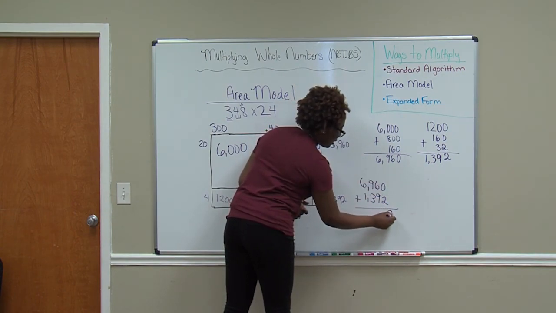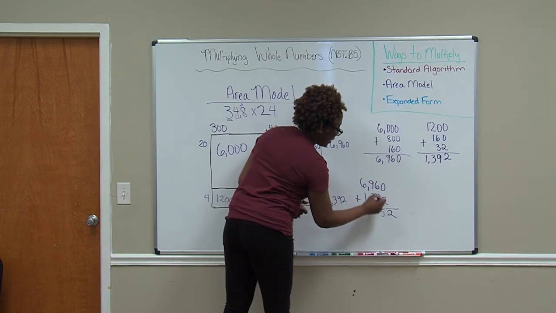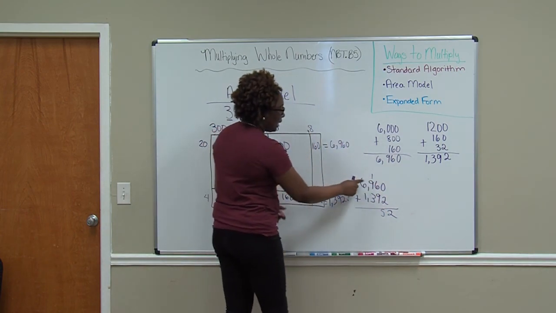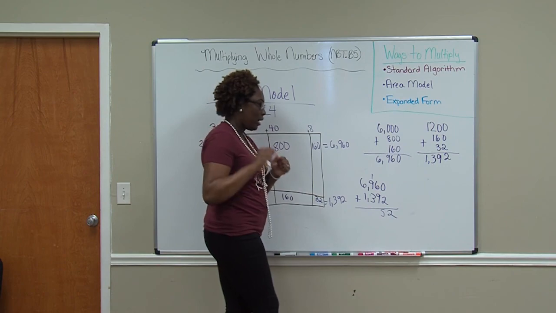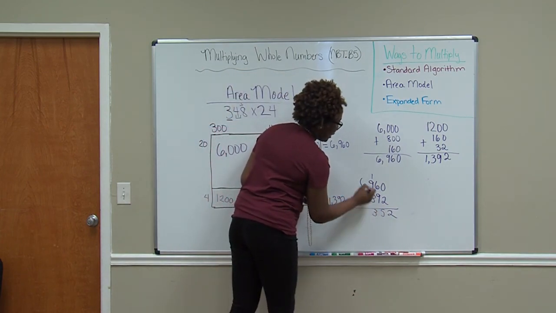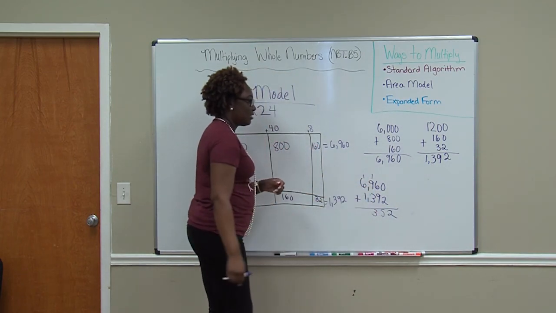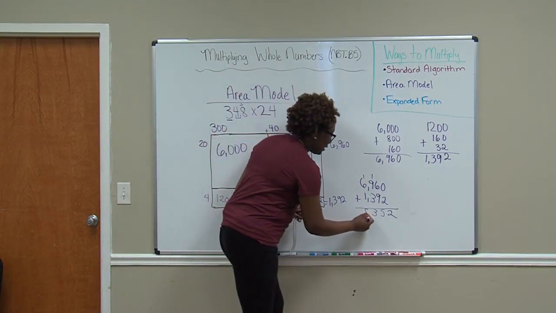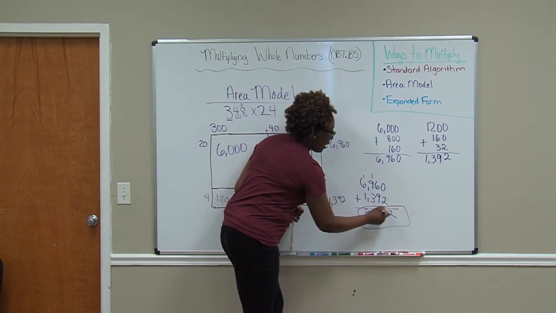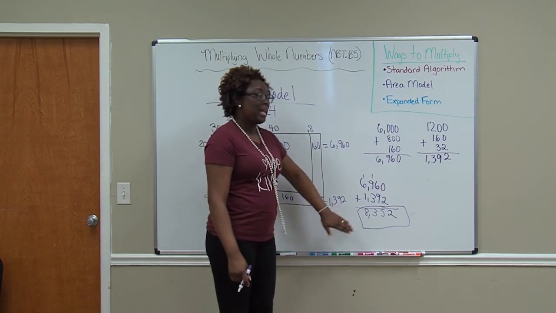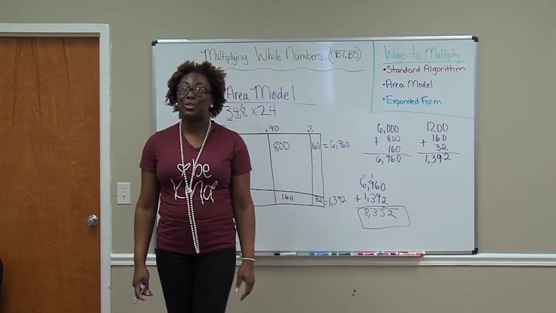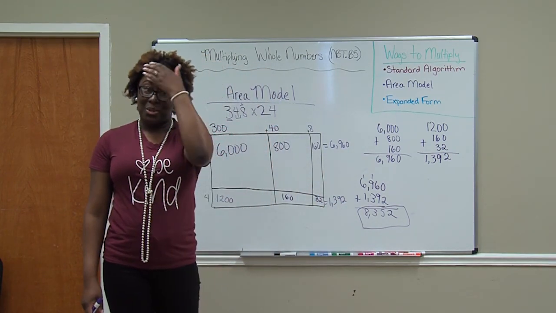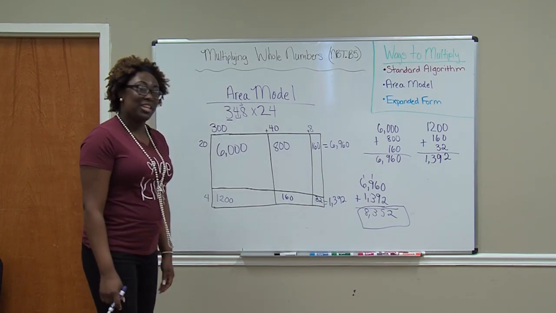Plus 2 gives us 2. 6 plus 9 gives us 15. Write our 5, carry our 1. 9 plus 3 gives us 12. Add our 1, that gives us 13. All right, 6 plus 1 gives us 7. Add 1 more, that gives us 8. So what is my overall product here, Mrs. Singleton? 8,352. Whew.